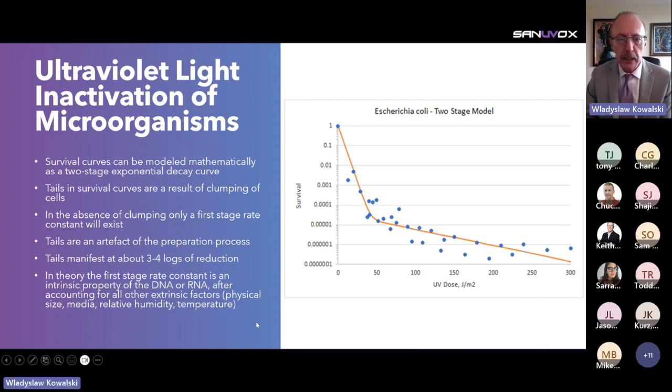Now, in theory, the susceptibility of any microbe is an intrinsic property of the DNA or RNA, after accounting for other physical factors such as size or humidity. And the first stage rate constant is the true intrinsic rate constant of the microbe. And as I've said, the tail is an artifact.